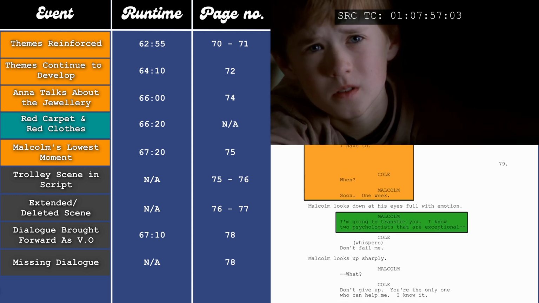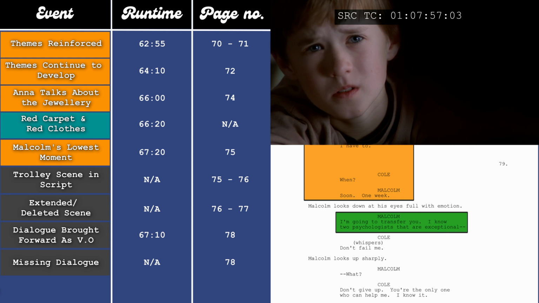I think that word home that Cole uses is his way of saying, are you going to disappear? Or are you going to go to heaven? Or wherever ghosts go. He uses it a few times in the script, but I don't think he really says it in the film. It may be something that I'm just overthinking, but it's a fun theory. Then at the 68-minute and 10-second mark, which is page 79 in the script, after Cole says that Malcolm is the only one who can help him, the film and the script deviate quite a bit.